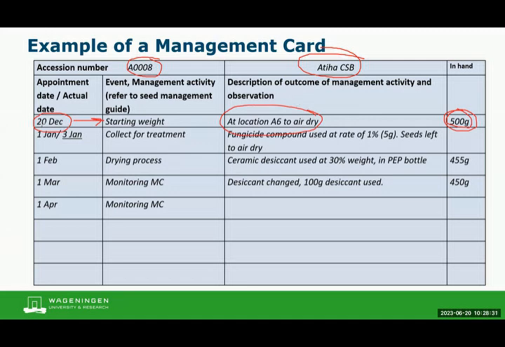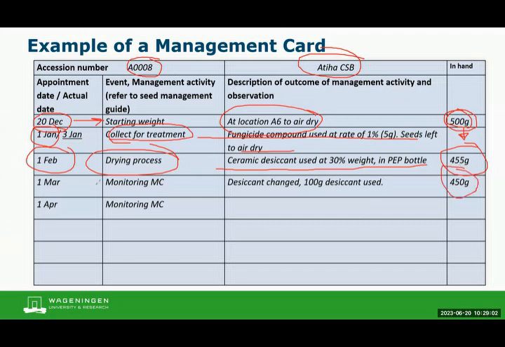And then on 1st January, it was collected for treatment, and the fungicides, whatever was used. And then again, seeds were left to air dry. Then again, on 1st February, the drying process was done. So all these things, whatever is happening to that sample or to that bulk of seed, has to be noted. And also the weight, because you can see after drying, there will be some weight loss.